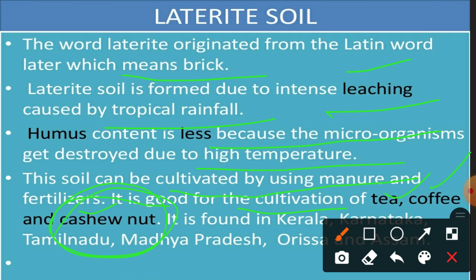The areas where laterite soil is found are Kerala and Karnataka. As you know, these areas are near the equator, so they face tropical rainfall. Kerala, Karnataka, Tamil Nadu, Madhya Pradesh and Orissa. Assam is also included in the laterite soil area.